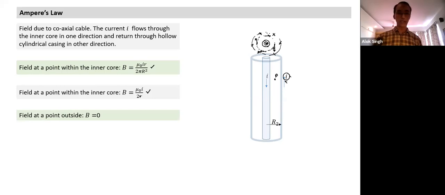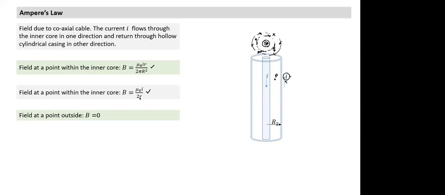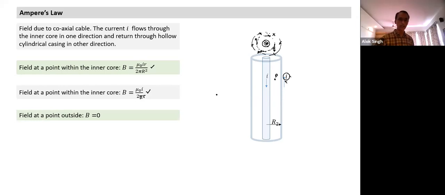Sorry, yes, I missed the pi term here. Yes, mu naught by 2 pi r. Good, observe that one. It's a wire, so the 2 pi term is missing: 2 pi r. How about the field outside?